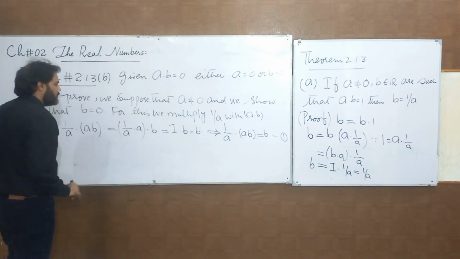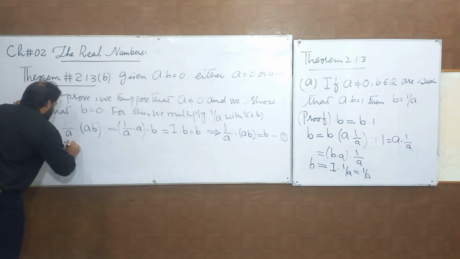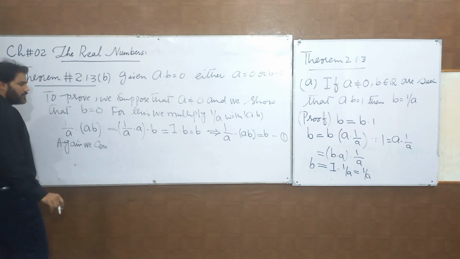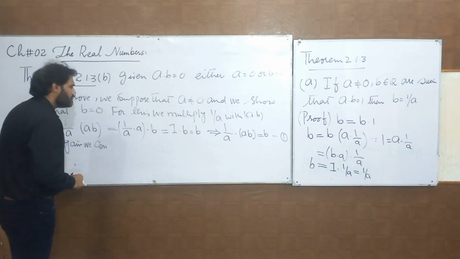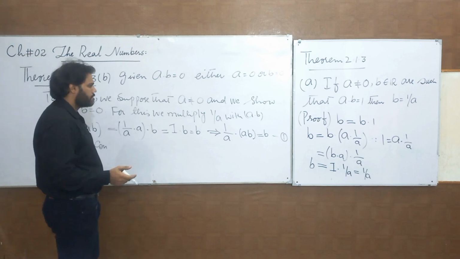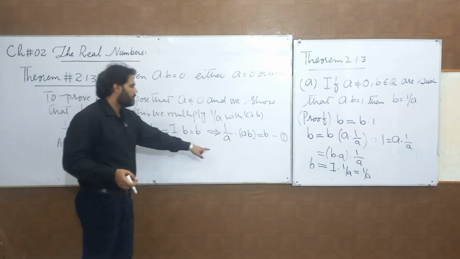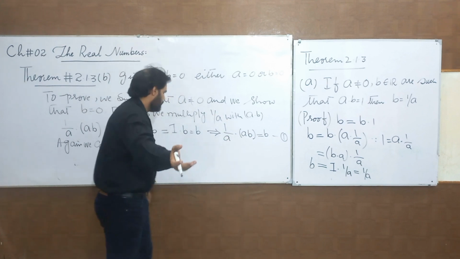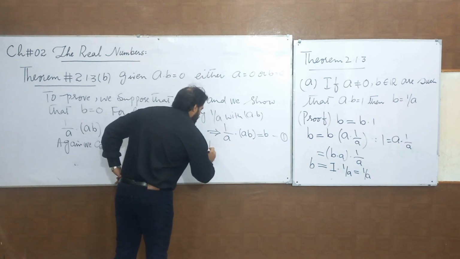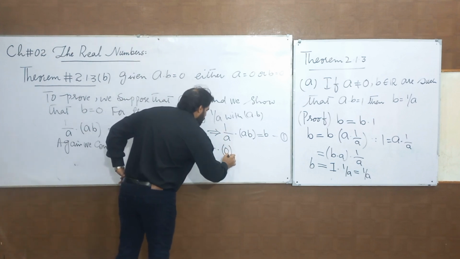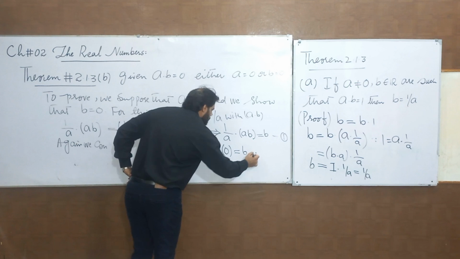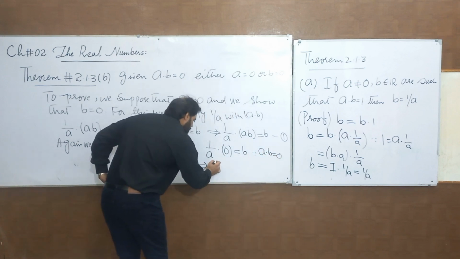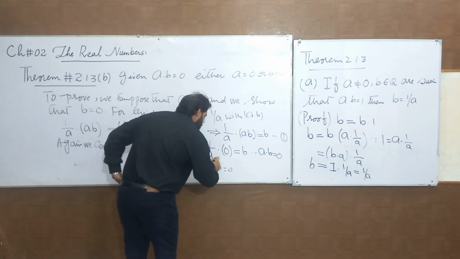Again we consider this product. If we put the value of ab that is equal to 0 here, we simply get 1 over a into 0, because a into b is equal to 0, this is given. So this gives b is equal to 0, that is required to prove.